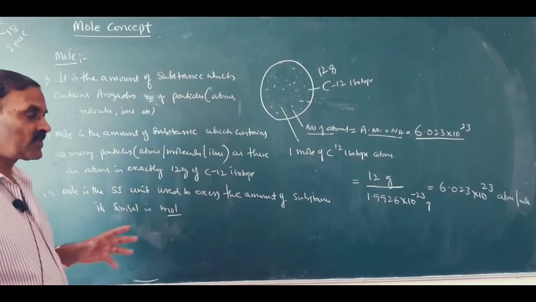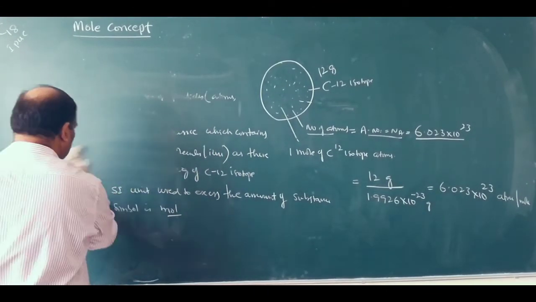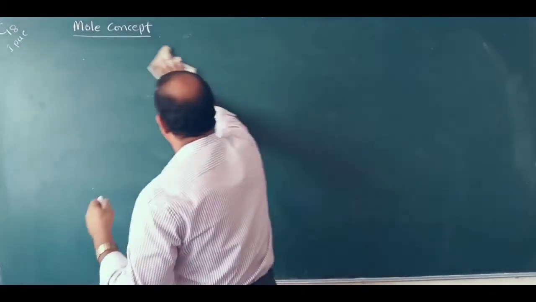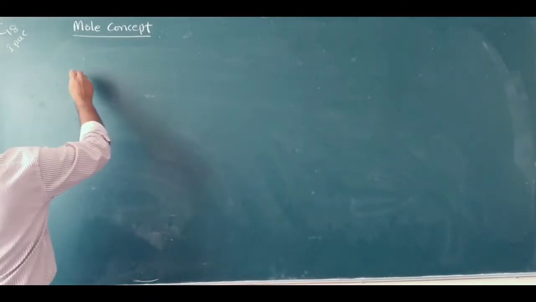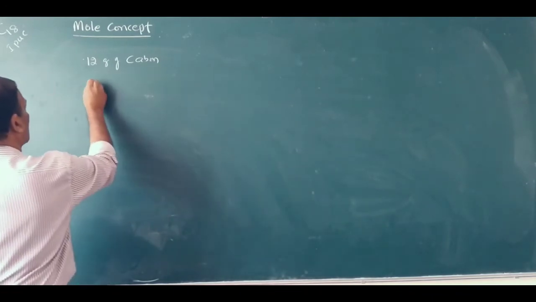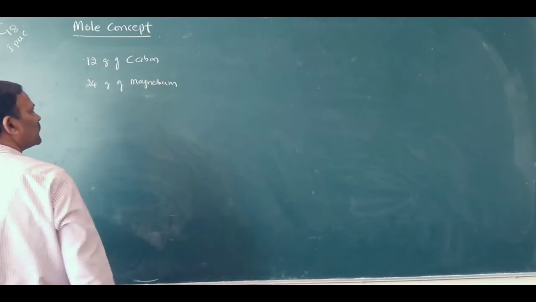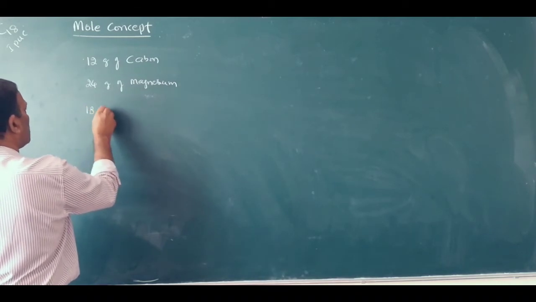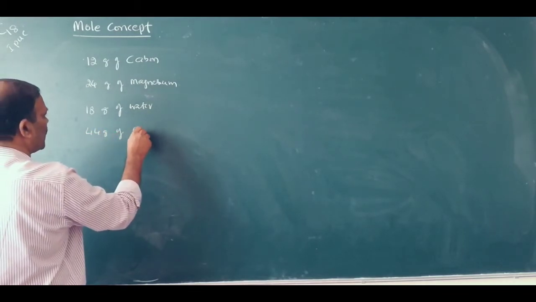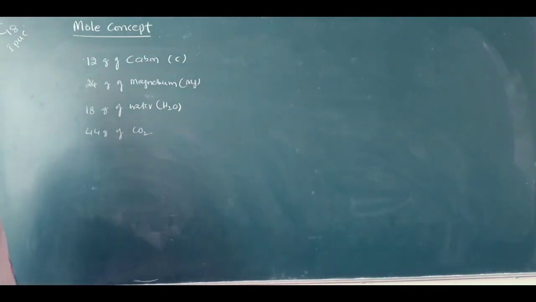Generally, mole is the amount of substance. For example, 12 gram of carbon, 24 gram of magnesium, 18 gram of water, 44 gram of carbon dioxide.